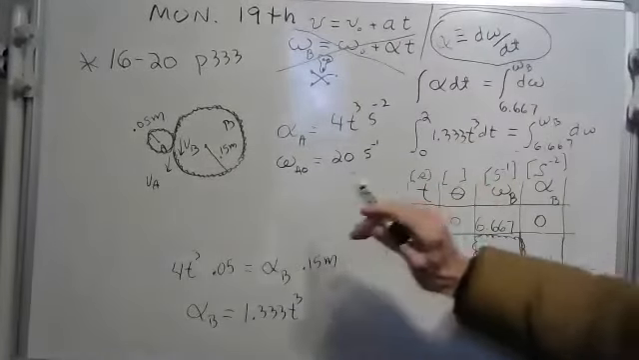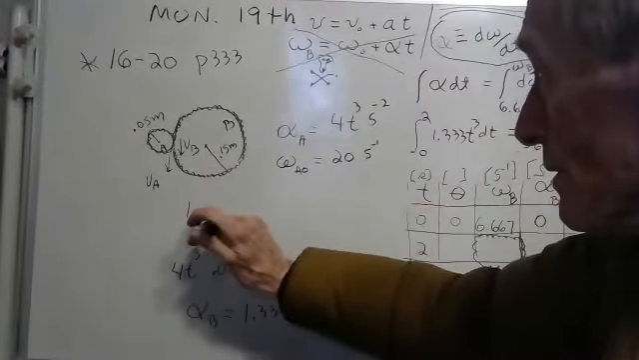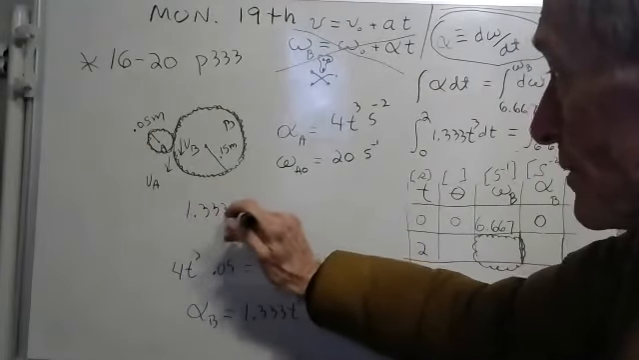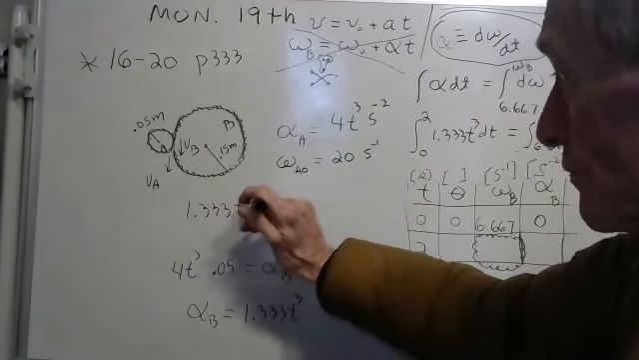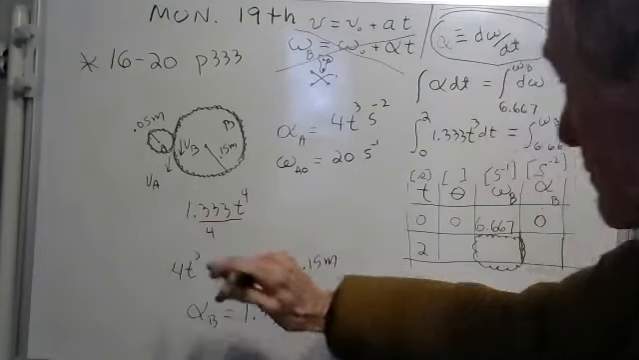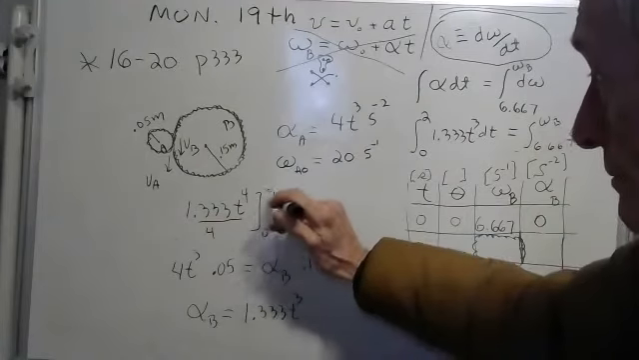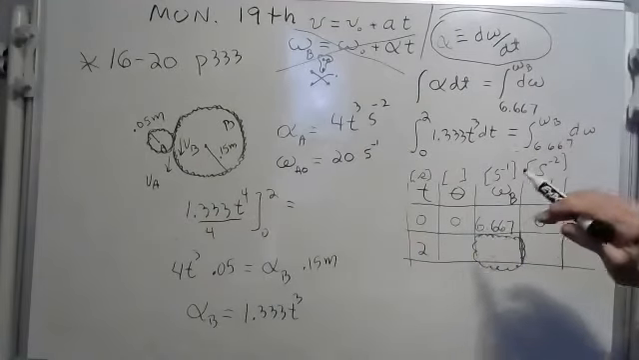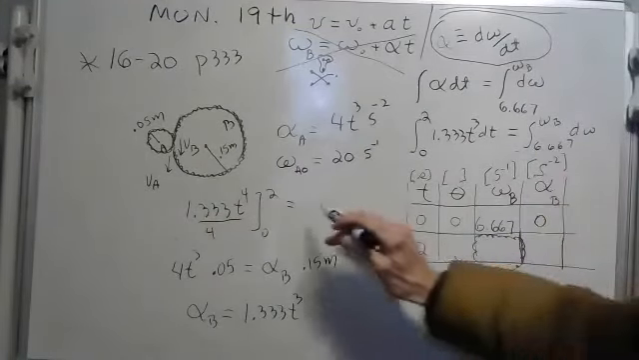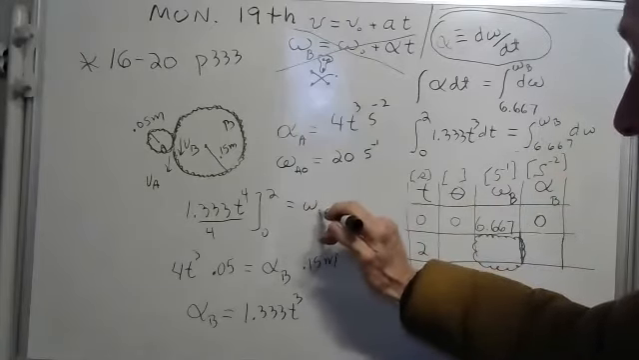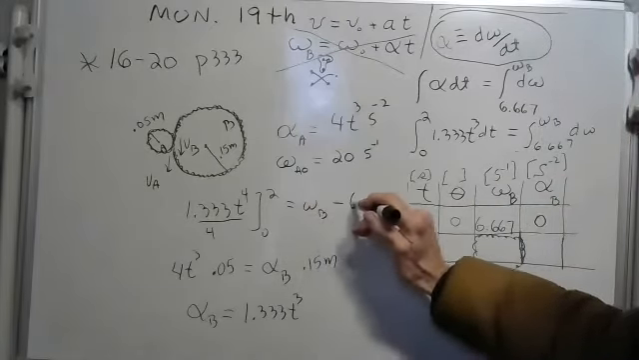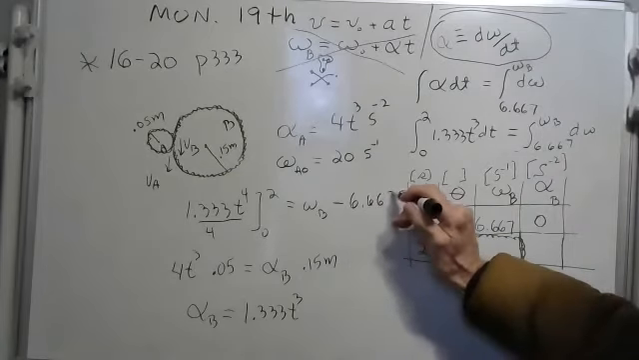Now, when you integrate this, you'll get 1.333 t to the fourth over 4. All right? Yeah, from 0 to 2, we can do that, equals, well, this would be omega B minus the 6 point blah, blah, blah.